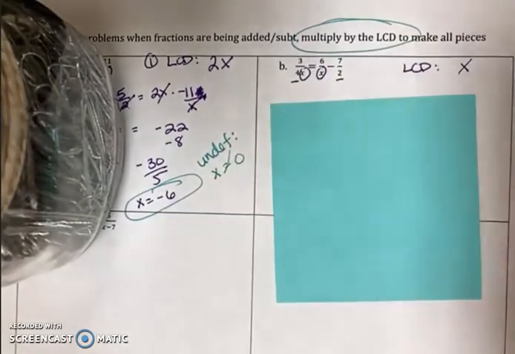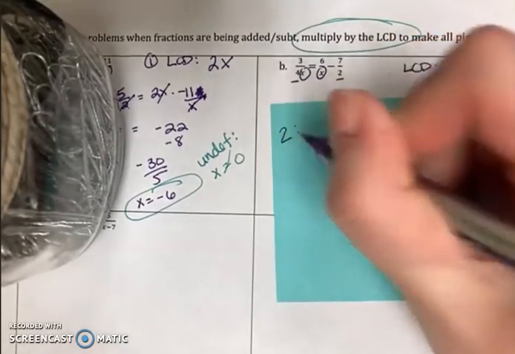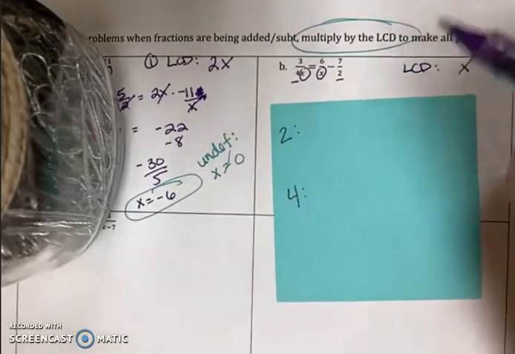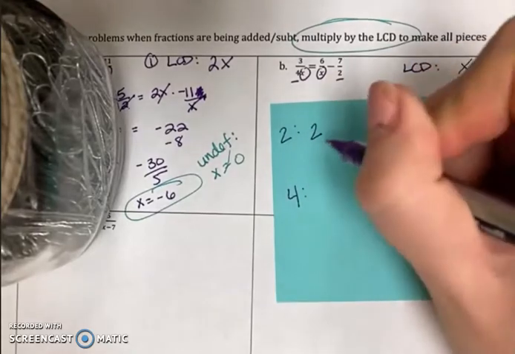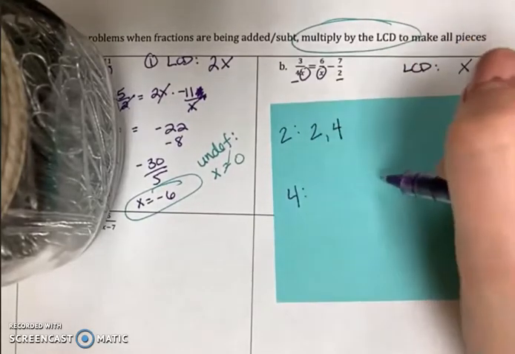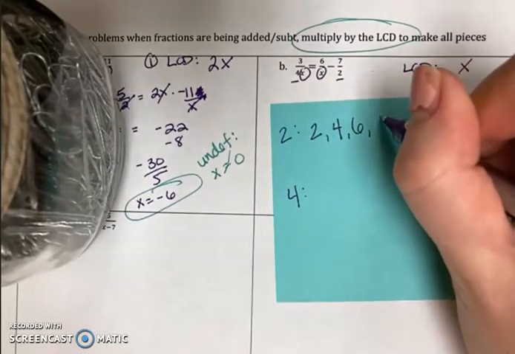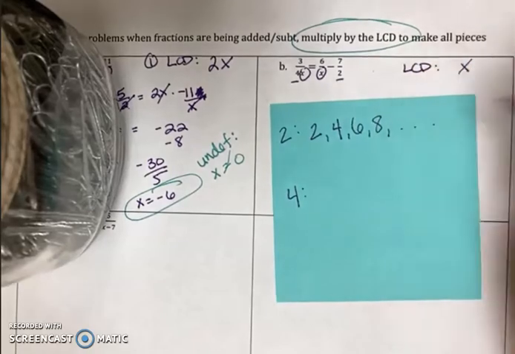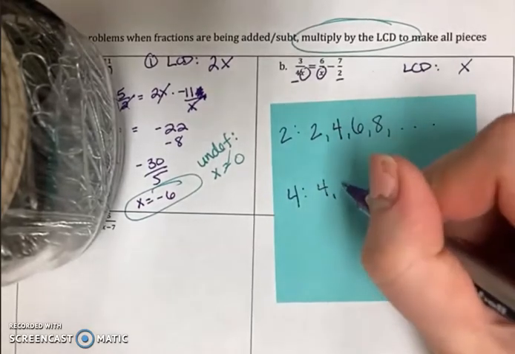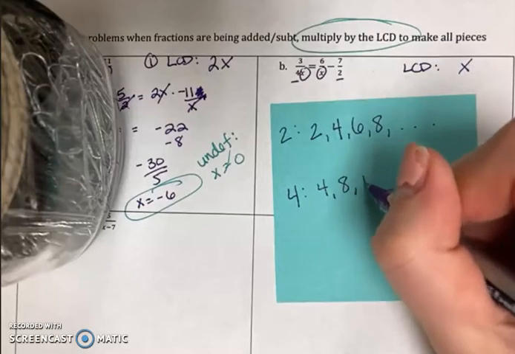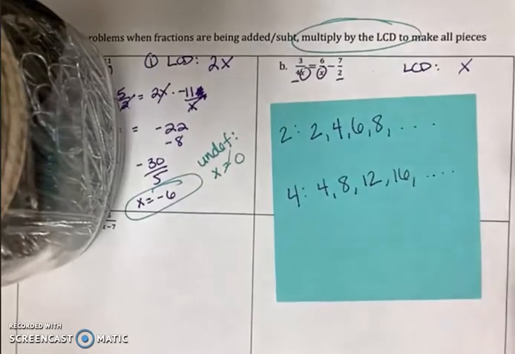I feel like some students are still confused by what it means to be a multiple. So when I say look at the multiples, I mean, for example, 2. 2 times 1 is 2. 2 times 2 is 4. 2 times 3 is 6. 2 times 4 is 8. So on and so forth. For 4, 4 times 1 is 4. 4 times 2 is 8. 4 times 3 is 12. 4 times 4 is 16. So on and so forth.